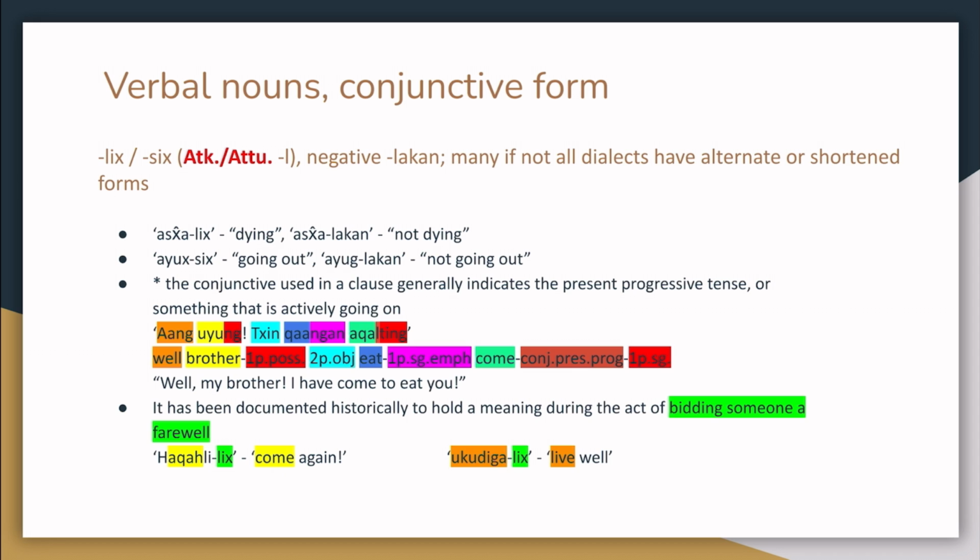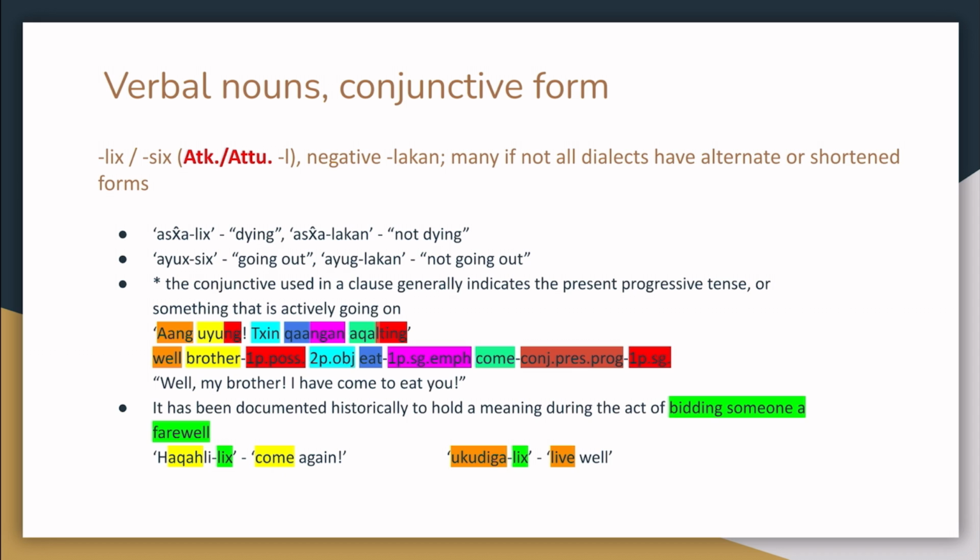So uyu means brother. Is the first person possessive suffix, my brother. And then tahin is the second person object form. Then you have ka, which means to eat, and then you have la, which is an emphasis marker. And then you have on, which is a first person singular. Then you've got aka, which is to come.